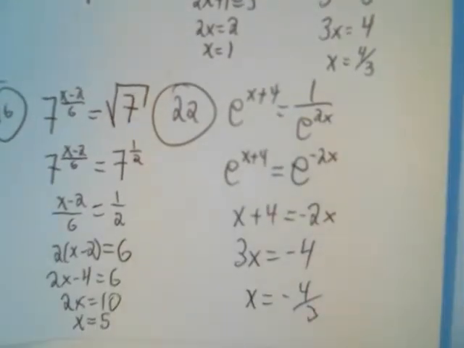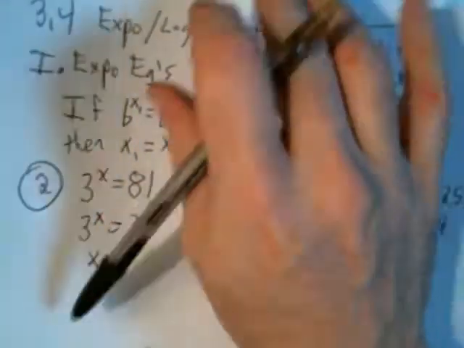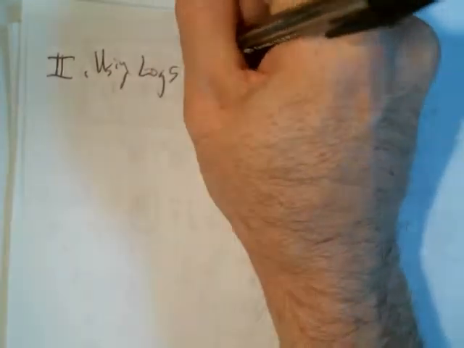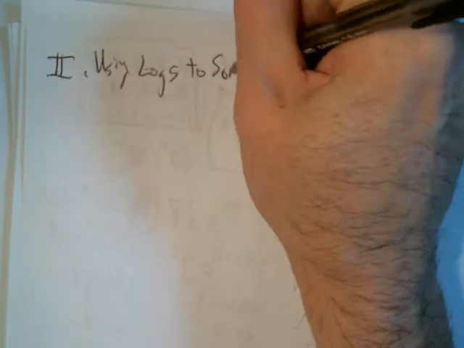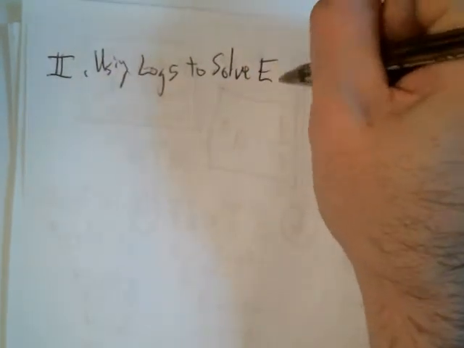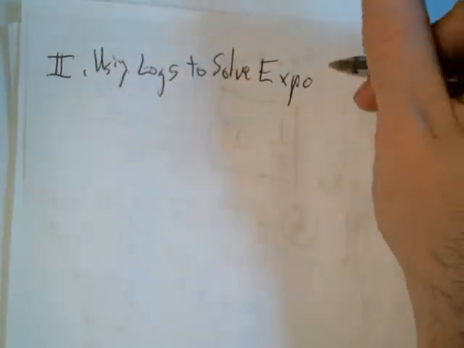Okay, so that's the first method for solving exponentials, the one-to-one method. The second method then is to just simply take the log of both sides of the equation. So section 2, I suppose, using logs to solve exponential equations.